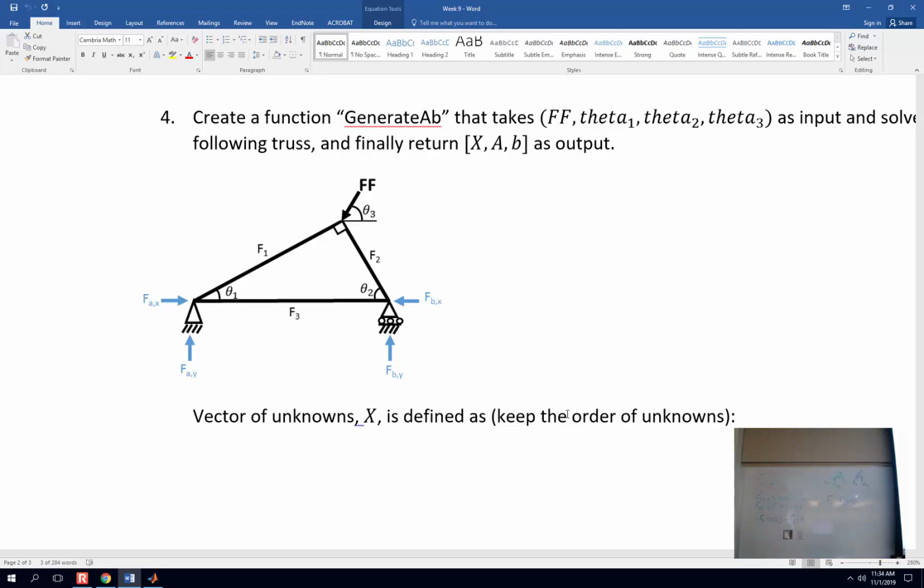How many equations do I have now? 1, 2, 3, 4, 5, and 6. How many unknowns? FAX 1, FAY 2, FBY 3, F1 4, F2 5, F3 6. I have 6 unknowns, 6 equations. Can I solve this now? So basically what matters here is constructing that system of linear equations.